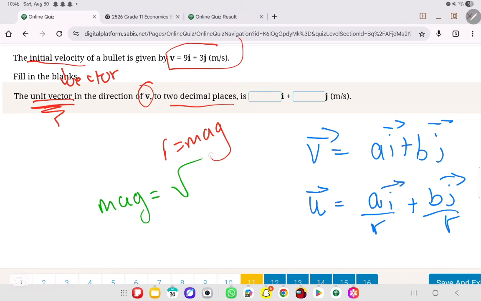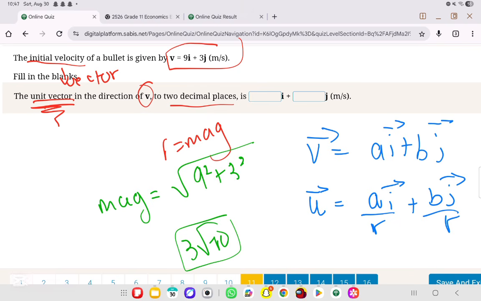Magnitude is radical 9 squared plus 3 squared, which will give us an answer of 3 radical 10. Okay, this is the magnitude. Now, we have A, which is 9, we have B, which is 3, and we have R, which is 3 radical 10. So let's substitute.